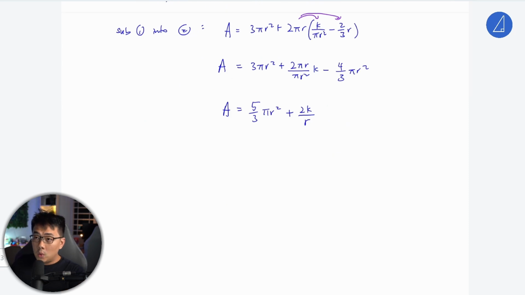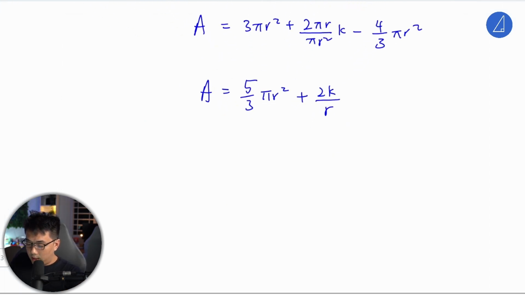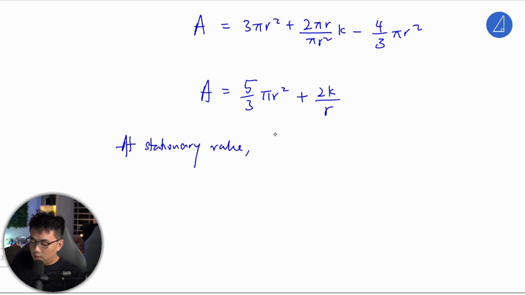So now what I can do is actually dA/dr to minimize, to find the stationary value. I know that dA/dr is 0. So I'm going to just differentiate this, 5/3 pi. I use dr because r is the variable. Then 2k, this will be negative 2k over r squared equals to 0.